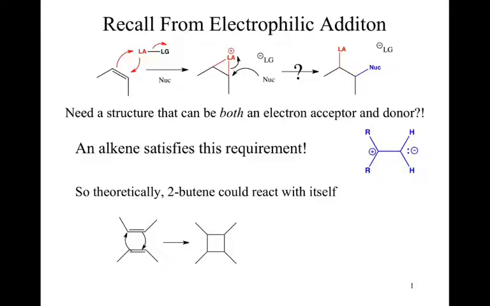So we could take 2-butene and react it with itself to make this kind of cyclic structure. And yes, we may be looking at this and saying, well, there's ring strain and all that other fun stuff, but theoretically, if we provided enough energy, we could potentially pull this off. And that's kind of the origins of our Diels Alder reaction.